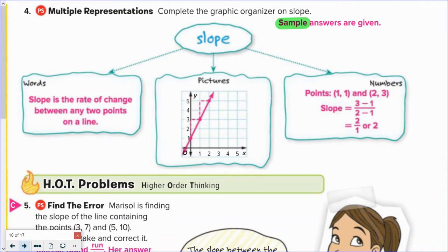Number 4, you needed to describe slope in words. You could use rise over run. Slope is the rate of change. That's your point. You could have given a graph of a line, any type. Or how do we solve it with numbers? You could use the formula that's given in the textbook and talk about how it's the change of y over the change of x.